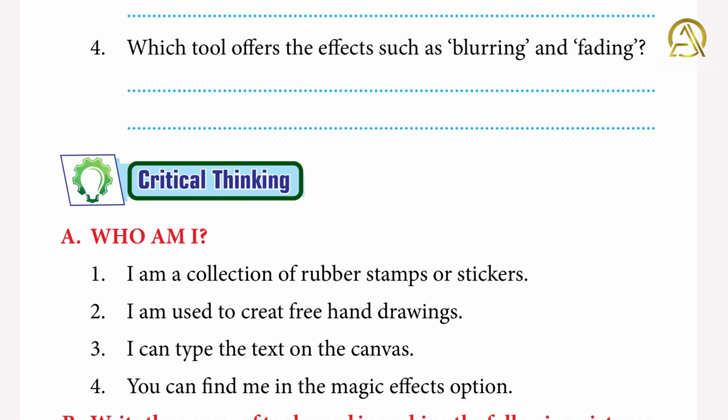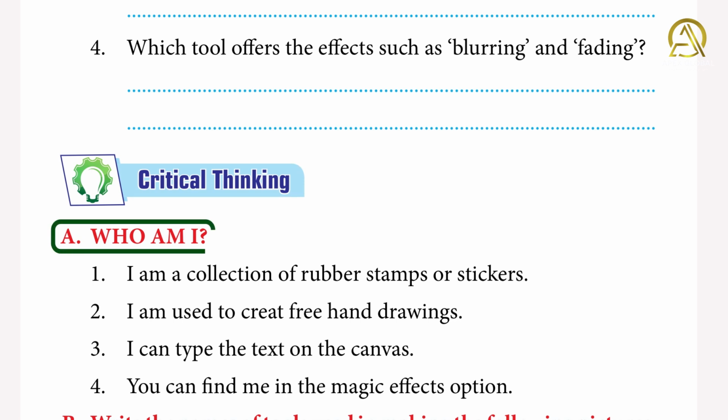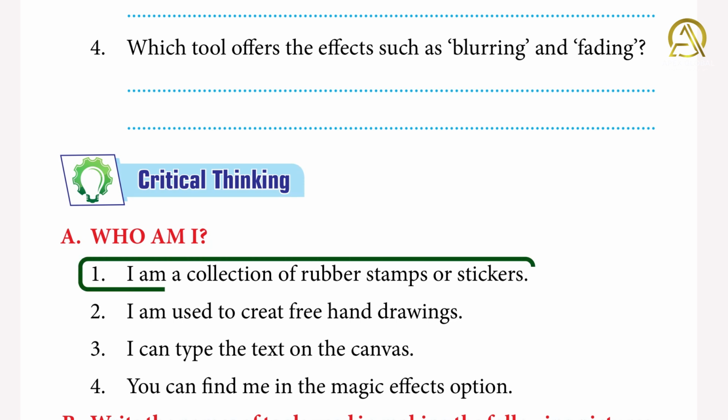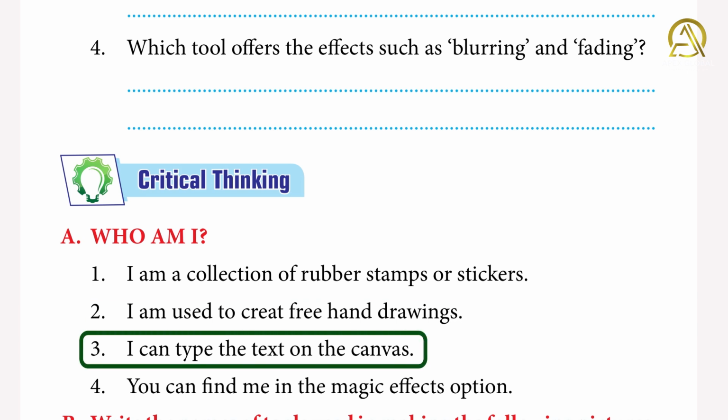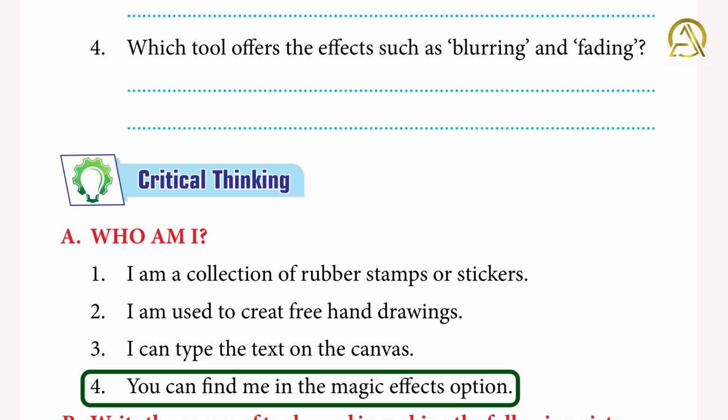Critical thinking. A. Who am I? 1. I am a collection of rubber stamps or stickers. Answer. Stamp tool. 2. I am used to create freehand drawings. Answer. Paint tool. 3. I can type the text on the canvas. Answer. Text tool. 4. You can find me in the magic effects option. Answer. Fill tool.